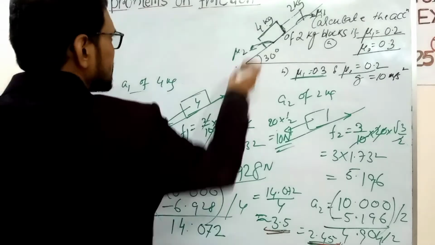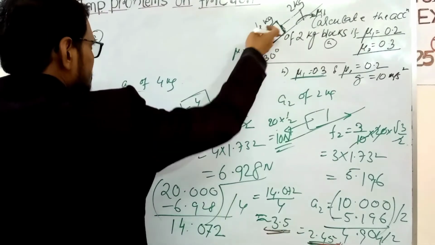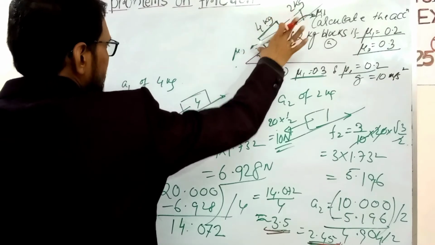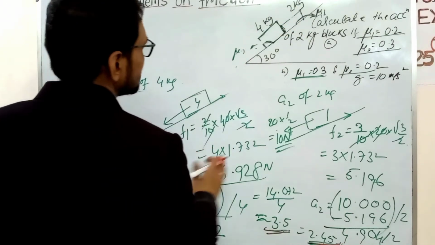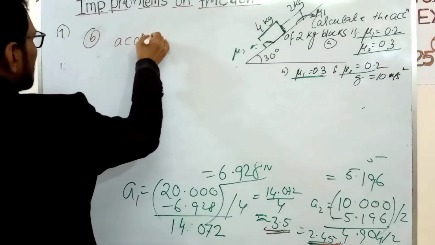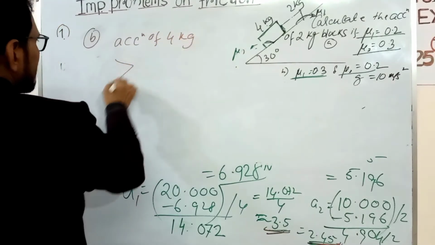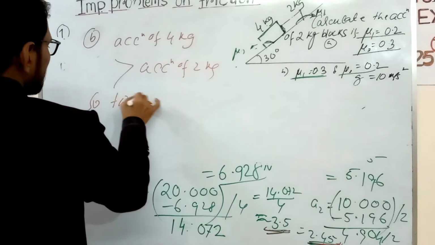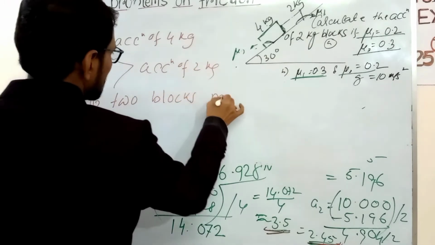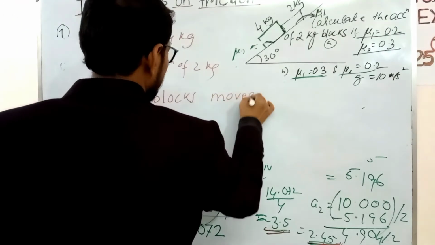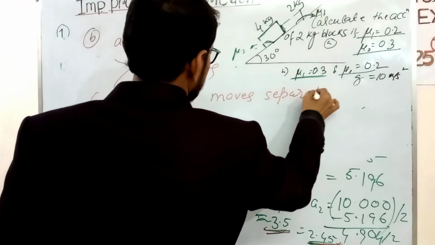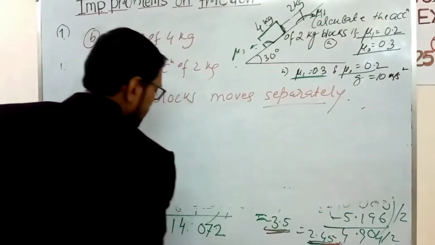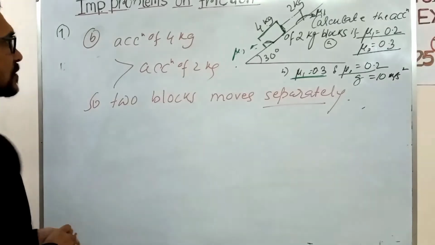So now this block moves faster. If this block moves faster and this one moves slower, the two blocks separate after some time. So now the two blocks move separately, since the acceleration of the 4 kg block is greater than the acceleration of the 2 kg block. Now draw the free body diagram, and you can calculate the acceleration of each block.